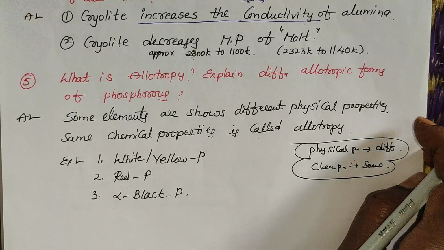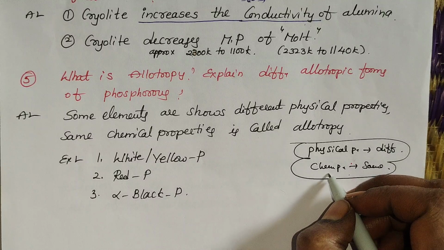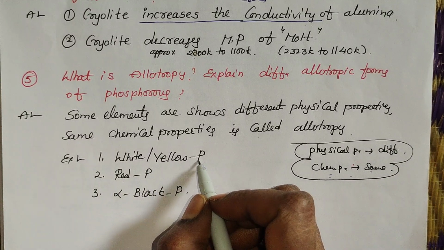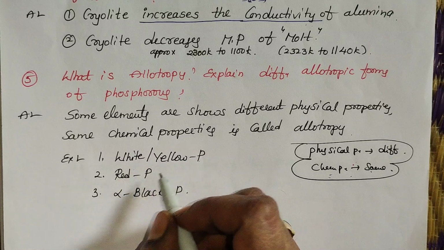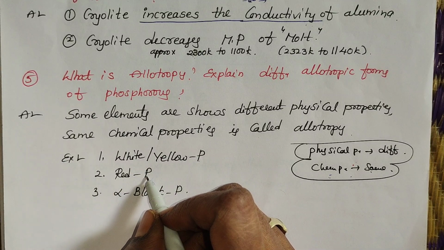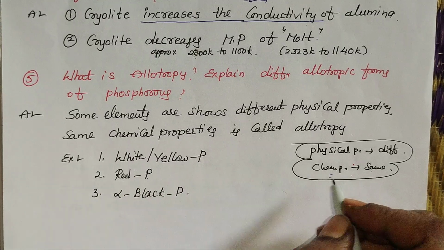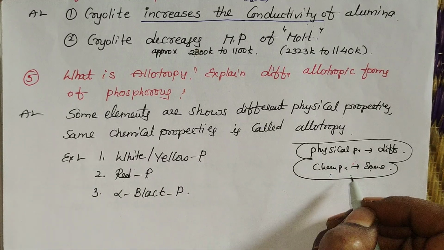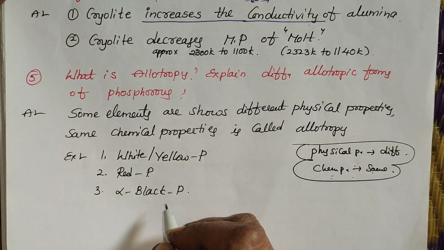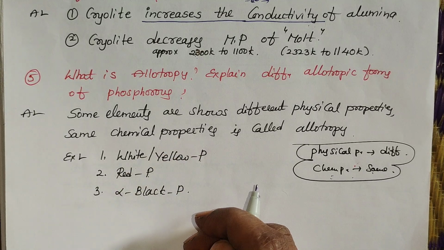Allotropic nature: physical properties are different, but the chemical formula is the same. For example, white and yellow phosphorus, the formula is P only, but it appears in white and yellow color. Red phosphorus also has the formula P, I mean the phosphorus molecular formula is P only, but it is in red color. Appearance is different, physical appearance is different, but the chemical formula is the same, chemical properties are the same. Alpha black phosphorus. Okay, so these are the allotropic forms.